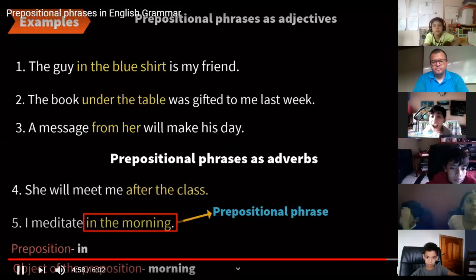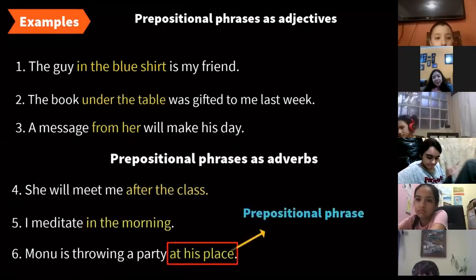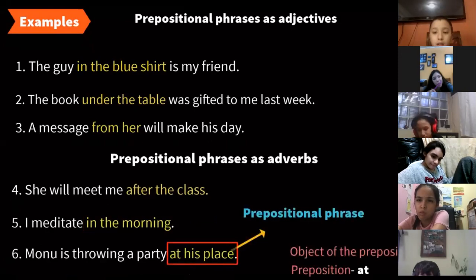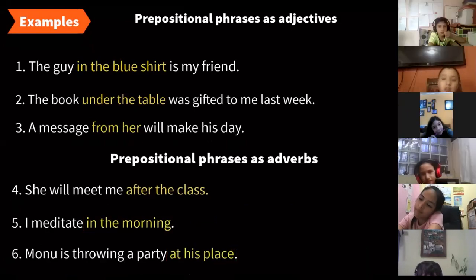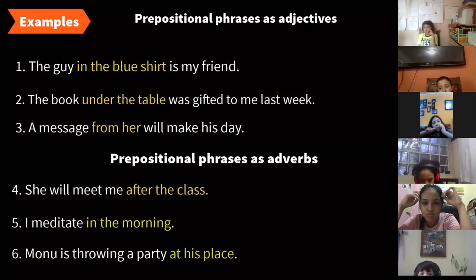Let's look at the next example. Monu is throwing a party at his place. So at his place is my prepositional phrase starting with the preposition at, and place is the object of this preposition. Now this phrase at his place is working as an adverb and modifying the verb throwing. Monu is throwing a party. Where? At his place.